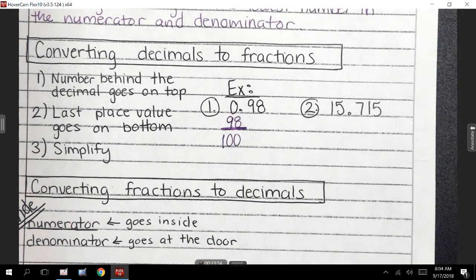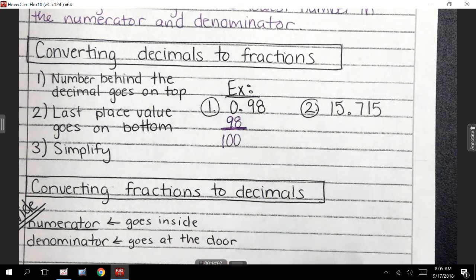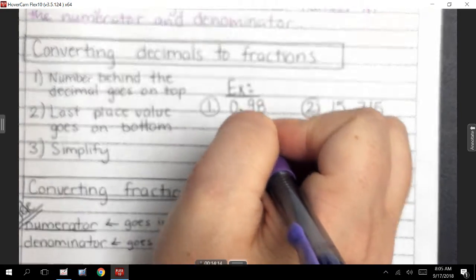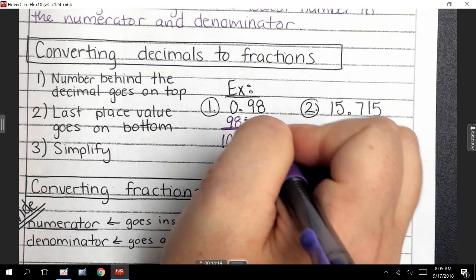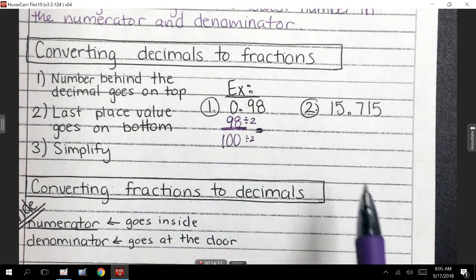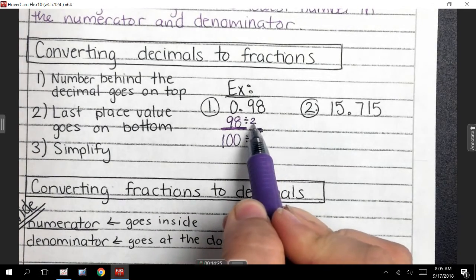Now, step 3 says to simplify. 98 and 100. Can that simplify? Mike, I see you nodding your head back there. What number can I divide those by to simplify it? 2. 98 and 100 are both even numbers. Since they end in an 8 and a 0, we should automatically know we can divide those by 2. Now 98 divided by 2, some of us might be able to do that in our head. If you can't, you can go over to the side and do some scratch work. I'm going to kind of do it in my head out loud.